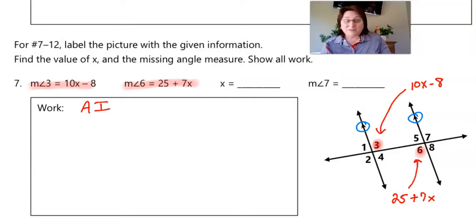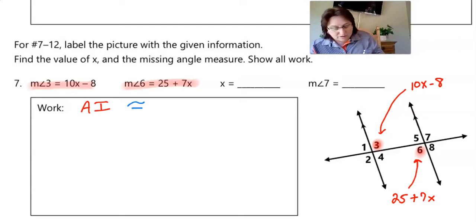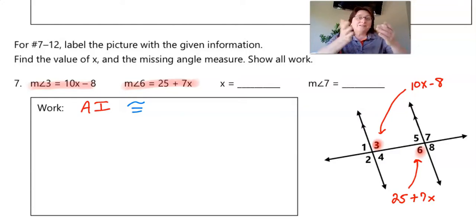Hopefully you said, hey, Miss Smith, alternate interior angles are congruent when my lines are parallel. Oh, they're congruent. Okay, so if they're congruent, then do you guys know how to solve this? You know what? I want you guys to give it your best shot. I want you guys to set up the equation now that you know that they're congruent, and tell me, what do you guys get for x?